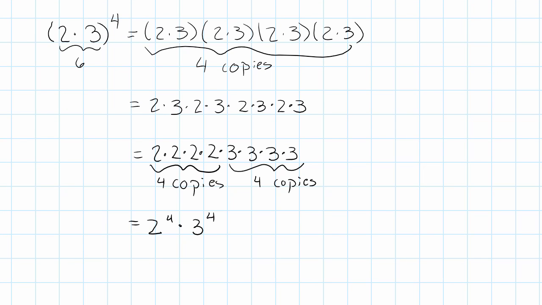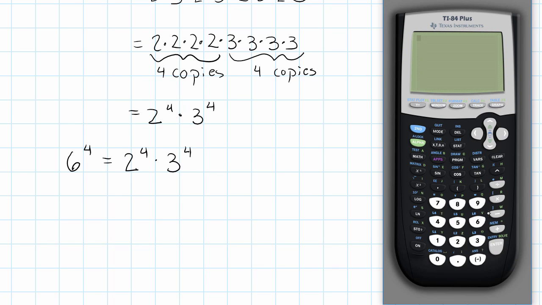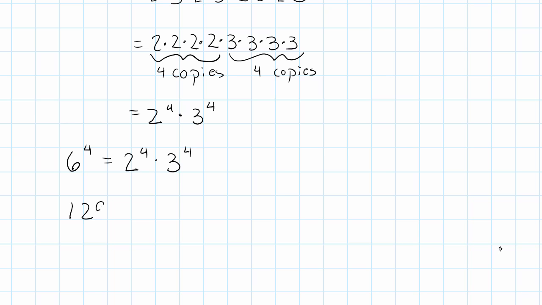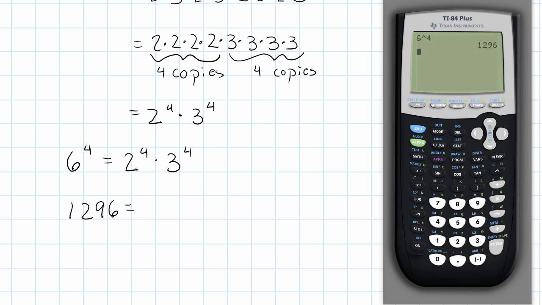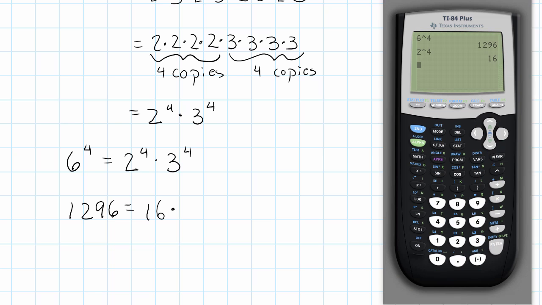I want to confirm that that worked. I want to confirm that 6 to the fourth really does equal 2 to the fourth times 3 to the fourth. So I'm going to go to my calculator and I'm going to work out 6 to the fourth is 1296. 2 to the fourth is 16. 3 to the fourth is 81.